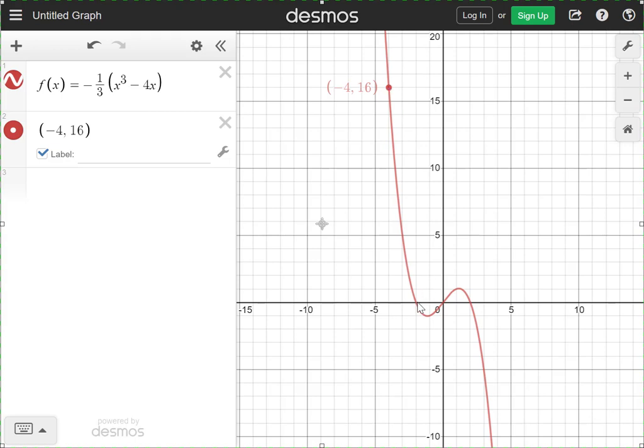It also has the zeros -2, 0, and +2. So we know we came up with the right function because it has the correct intercepts, and it also contains the extra point that they gave us.